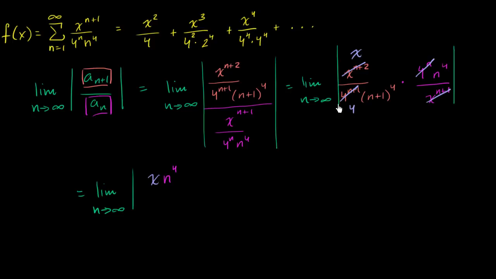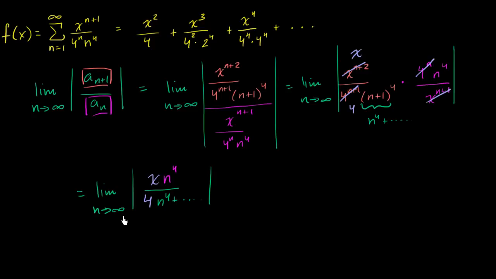Well, if you expand out n plus 1 to the fourth, it's going to be n to the fourth plus a bunch of lower degree terms. This is going to be the highest degree term. So if you distribute the 4, it's going to be 4n to the fourth plus a bunch of lower degree terms. So let me write it that way. So it's over 4, I'll use the same colors, 4n to the fourth, plus a bunch of lower degree terms.